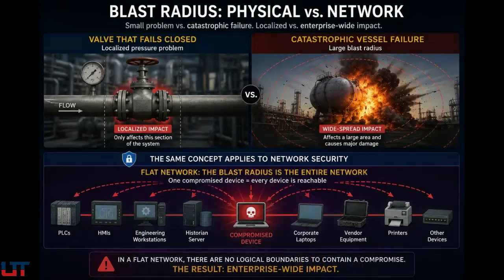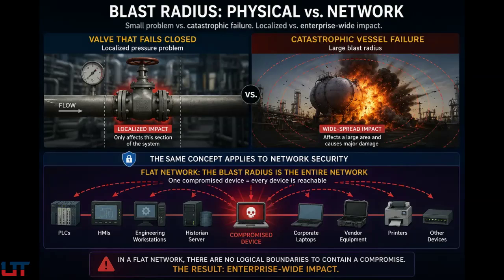There is another way to frame the flat network problem: blast radius. In process safety, when you think about a failure mode, you think about how far the consequences spread. A valve that fails closed causes a localized pressure problem. A catastrophic vessel failure has a much larger blast radius. The same concept applies to network security.